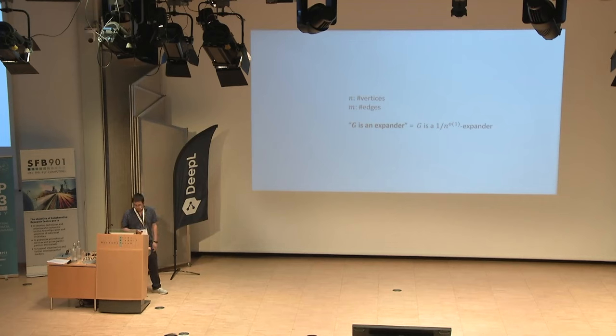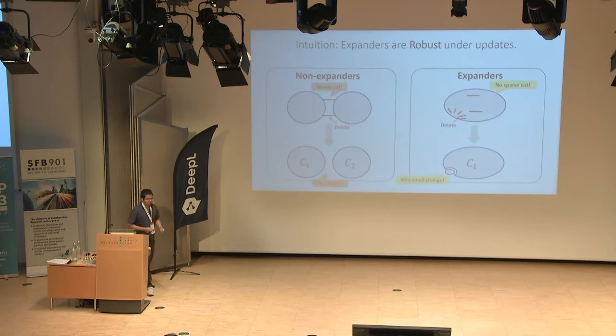Okay. So the intuition about how expanders are robust under updates, the first intuition you should have is this. Suppose that the graph is not an expander, then you can find a sparse cut. It might be the case that you can just delete, let's say, 2 edges, and then it disconnects the graph into two big, balanced components. So intuitively, just by deleting few edges, you get a big change. You have two big components separated from each other.